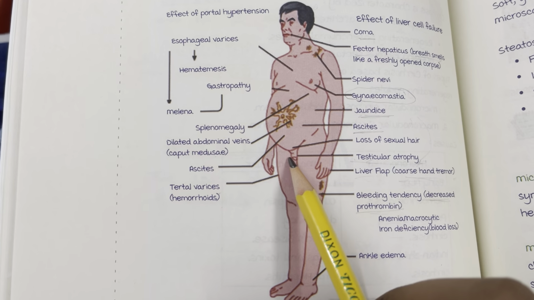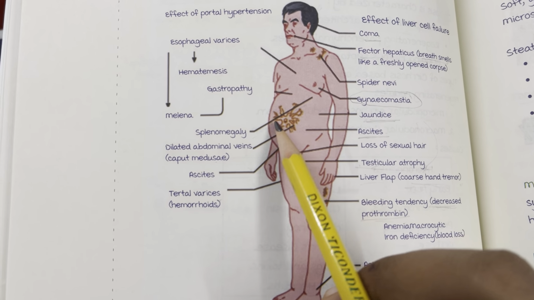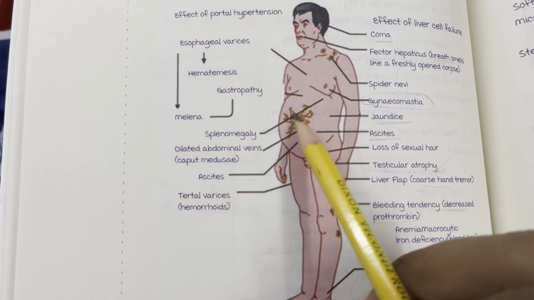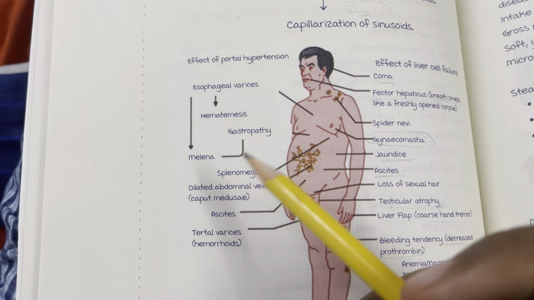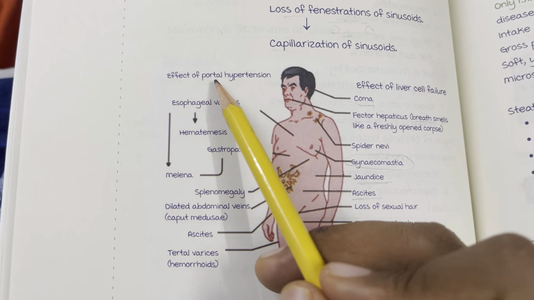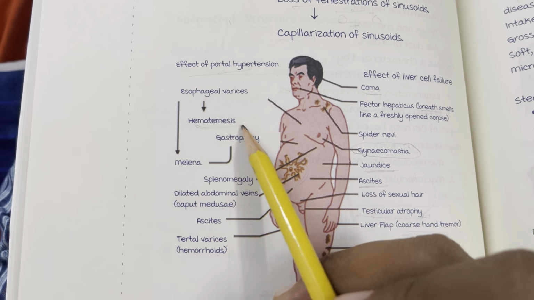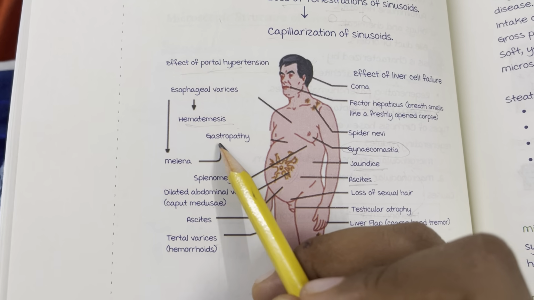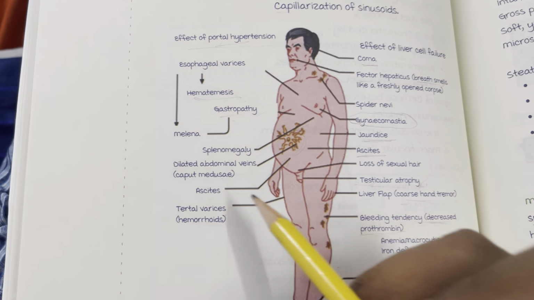Hemorrhoids, and then ascites again, splenomegaly, dilated abdominal veins, caput medusae due to portocaval anastomosis, so due to portal hypertension. What are the effects of portal hypertension? You can see esophageal varices that could lead to hematemesis, and then melena, gastropathy, splenomegaly, and all this.